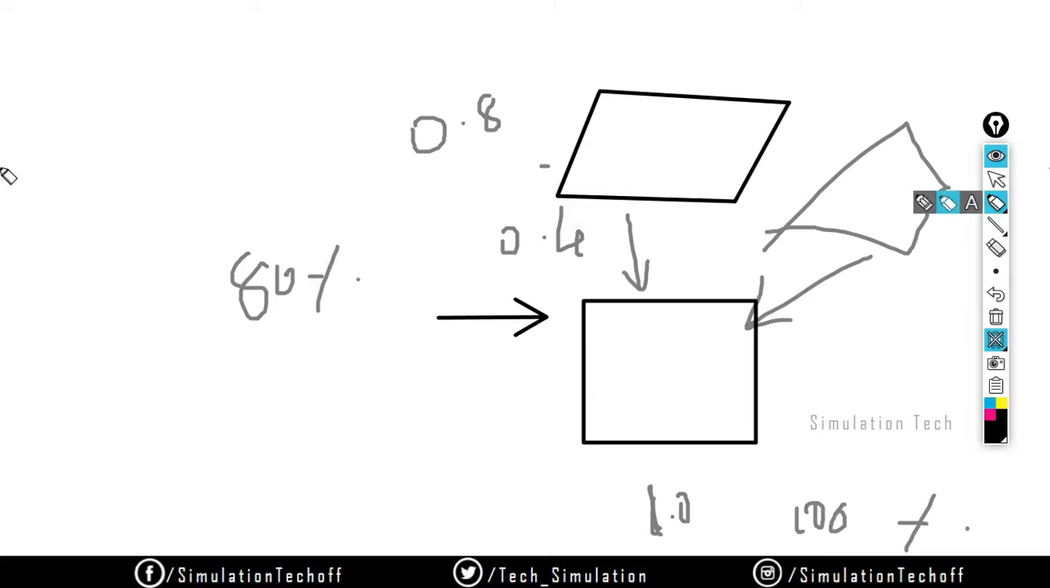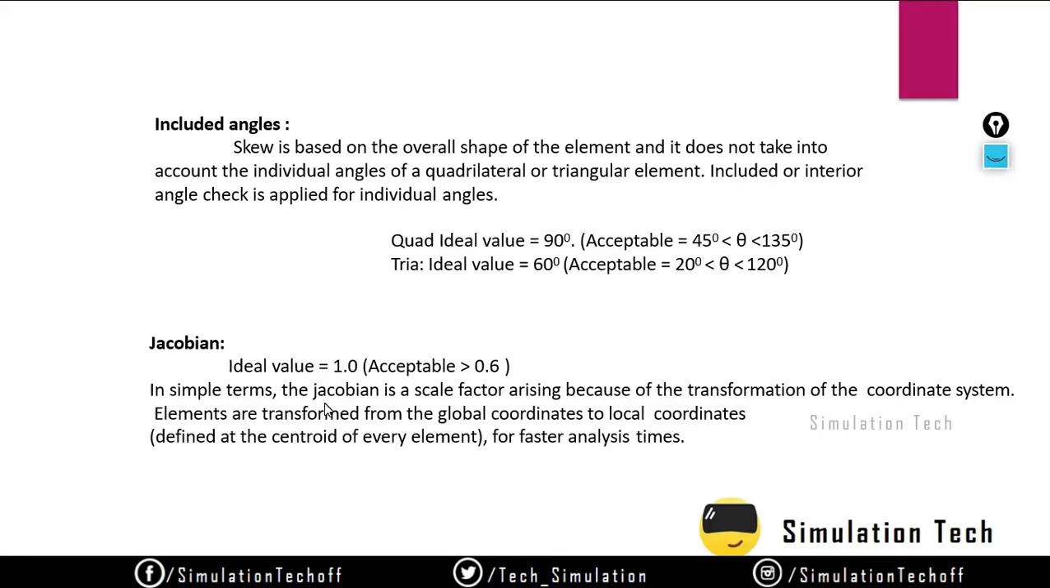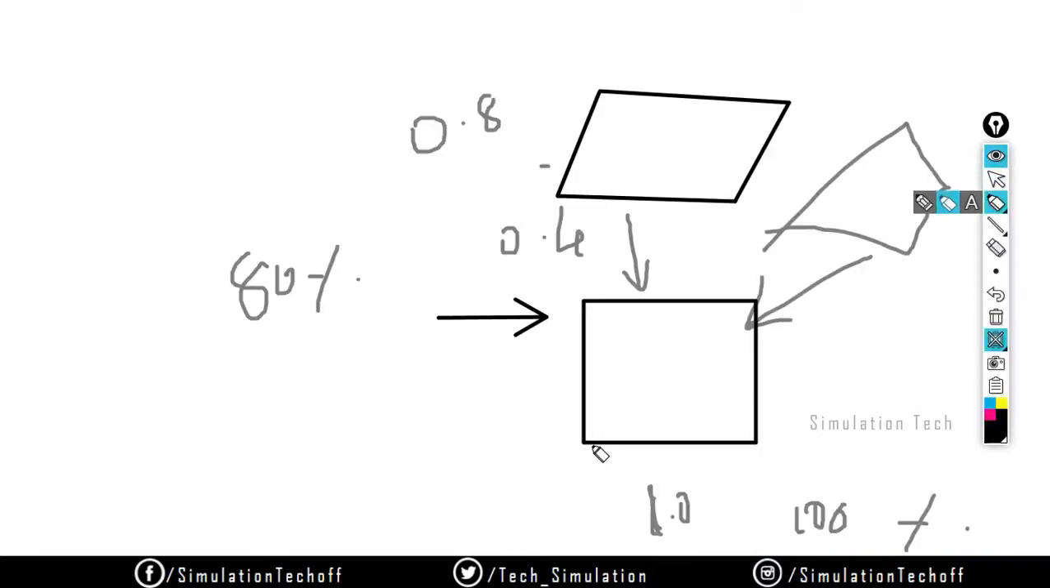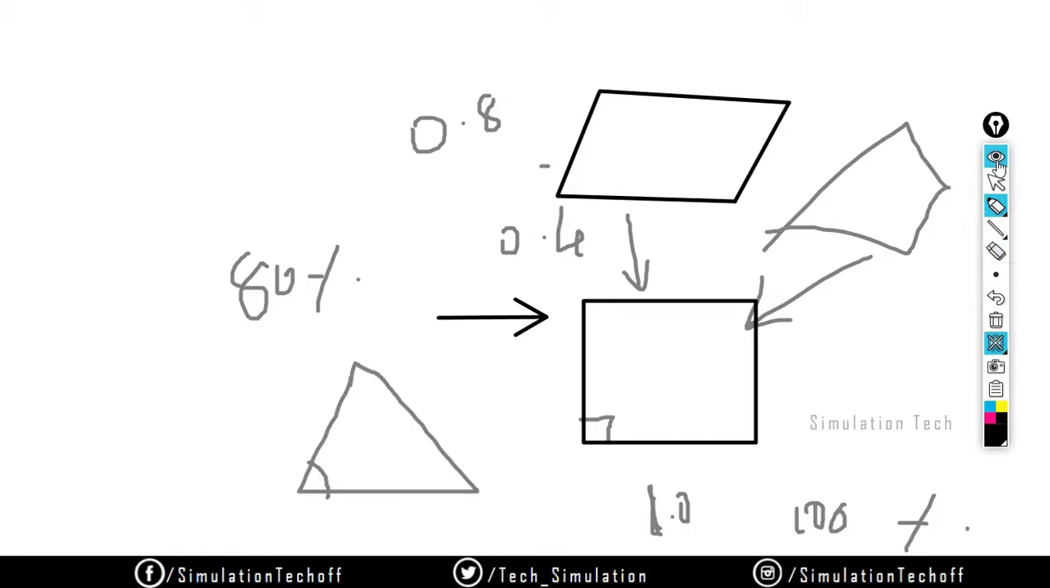So we expect the value should be more than 0.6. The ideal value is 1, which means it is a perfect quad or perfect triangle. The interior angles should be exactly 90, 90, 90, 90 or 60, 60, 60 if it is a triangular element. And then there is the included angle. Included angle means you know that this is the included angle. For a quad it is included, and for a triangular element it is included. So it is inside the model.